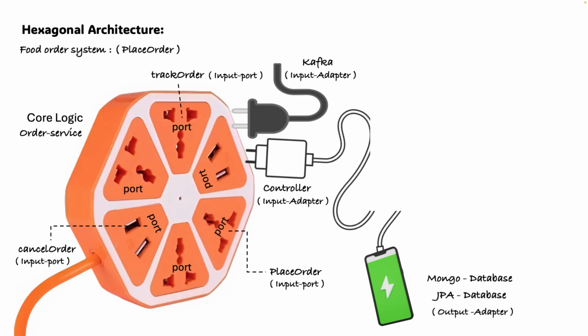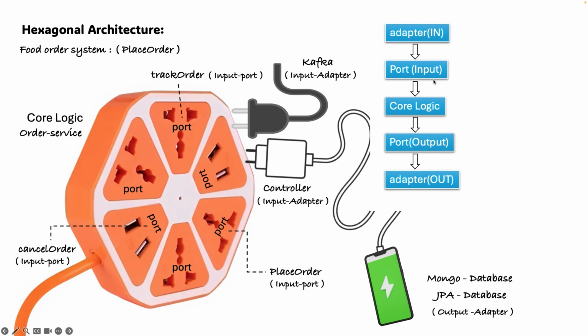Okay. Now what we understand, we have the adapter input, which is nothing but this particular adapter. Then port input is nothing but the port present in your socket. Then core logic is nothing but the power supply. Then port output is nothing but your charging cable. Then adapter output is nothing but your mobile device or database. Now try to connect these terms to the real-world implementation.